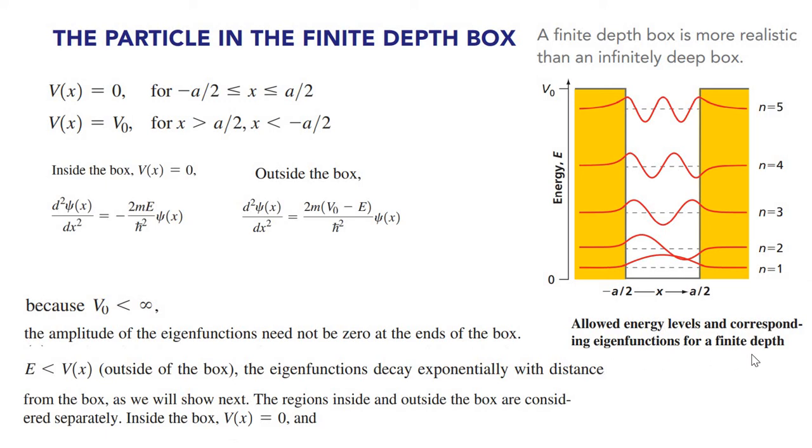allowed energy levels and corresponding eigenfunctions for a finite depth box. And one more line here: the energy eigenfunctions for a finite depth box extend into the classically forbidden region. So this yellow region, as usual, is called the classically forbidden region. That means classically you cannot think of the particle anywhere inside this yellow region. If the particle is dropped in such a box, then the particle would remain inside the box all the time. There is no possibility of having any chance of the particle being outside this box, in this region. That's why we call it the classically forbidden region.